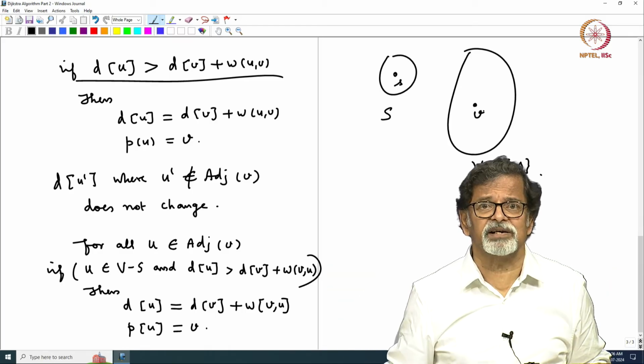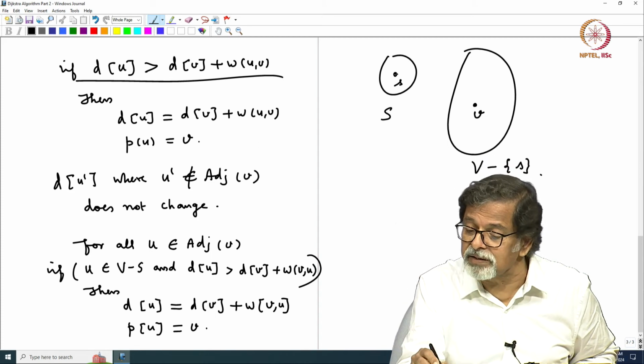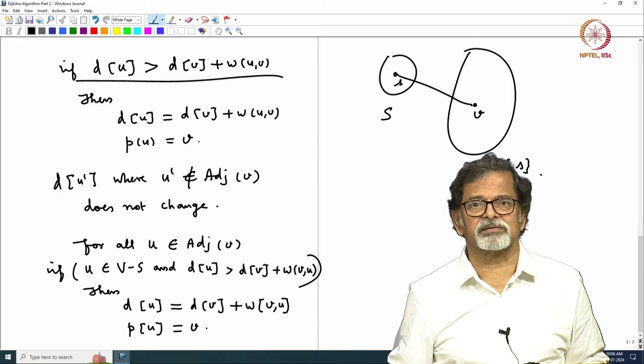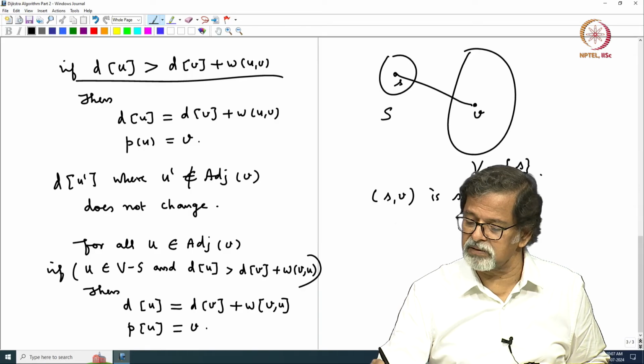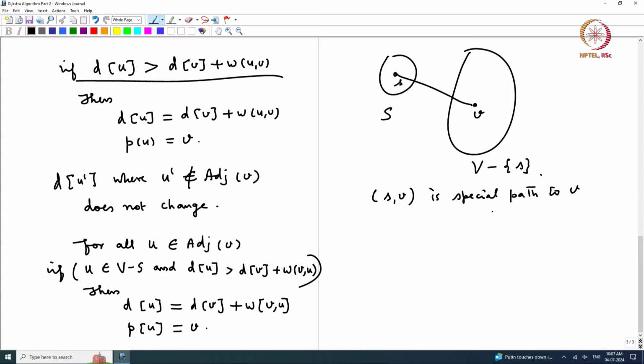There is no other vertex in S. Therefore, the special path is nothing but the edge. There is only one special path. So the edge sv is the special path to v from s. This is the only one. So the minimum weight of special path, d of v, is nothing but weight of sv. Suppose there is a vertex u that is not adjacent to s. From s to u there may be paths, but there are no special paths because there is no edge connecting s to u, because special path means all vertices must be in this set.